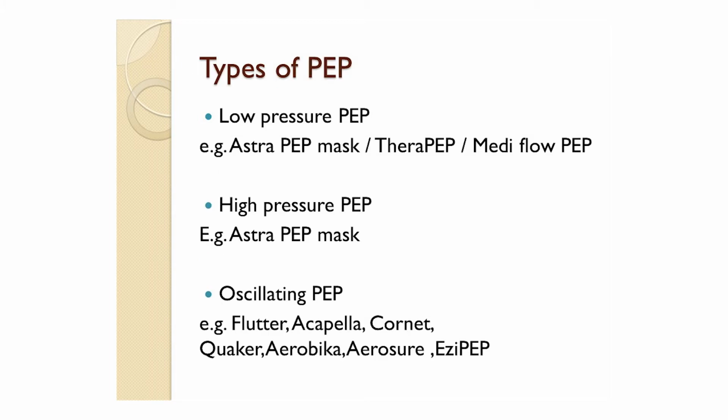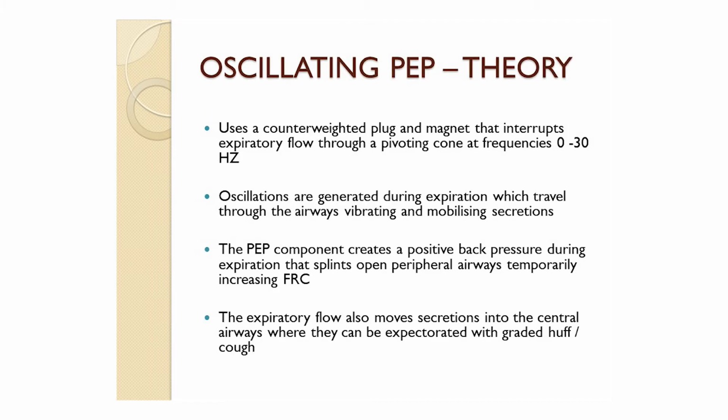Types of PEP that we have are the low pressure PEP, high pressure PEP, and oscillating PEP. To be fair, mostly you'll see the low pressure PEP through the Mediflow PEP, which we'll demonstrate later on, or the oscillating PEP, for example the Flutter, Acapella, Aerobica, Easy PEP. Oscillating PEP you'll see a lot in the community and potentially in the hospital as well.